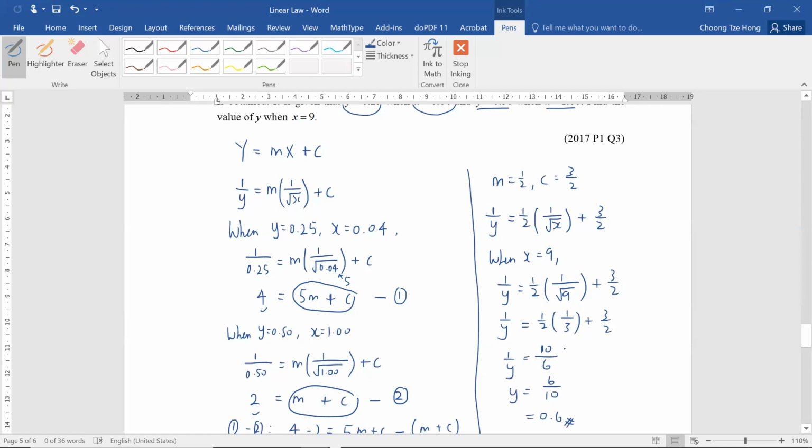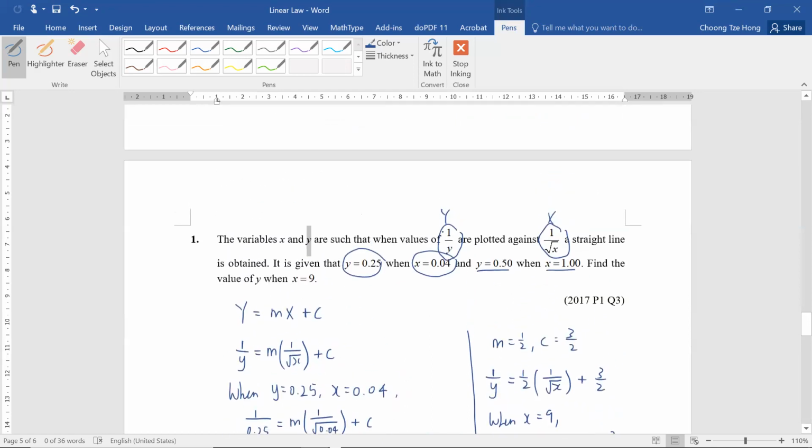So this is how you apply the concept of linear law. Big Y against big X. How do we know it's Y equals mX plus c? Because they say that they are plotted against this and this, and you get a straight line. That's why we know that it's in the form big Y equals m big X plus c.